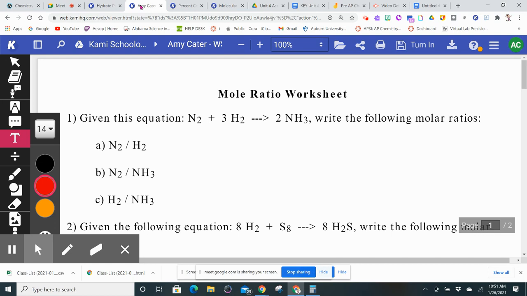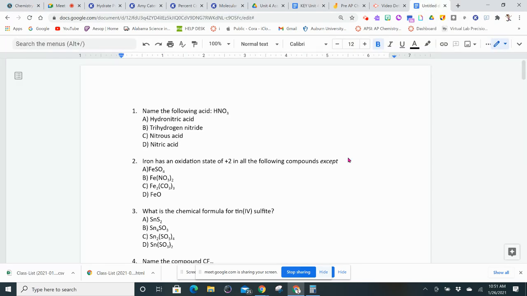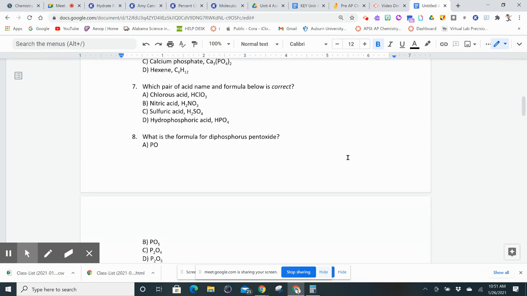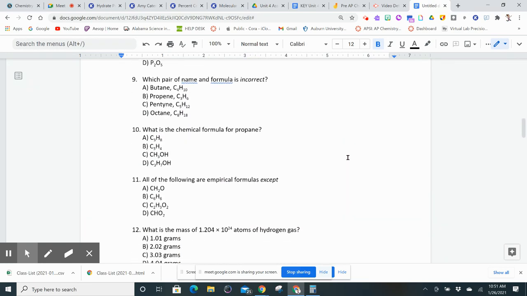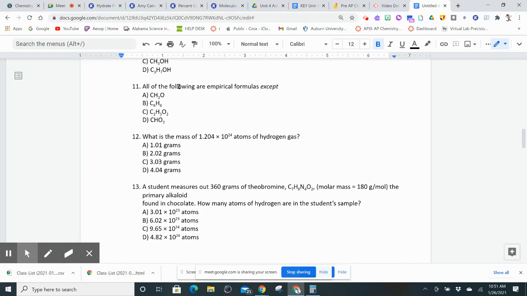Empirical formulas, you need to remember about empirical formulas. Let's see if I can find a practice problem on empirical formulas. Here we go. Let's look at this practice problem. All of the following are empirical formulas of steps. So you need to understand the definition of an empirical formula. An empirical formula is the smallest whole number ratio of atoms.